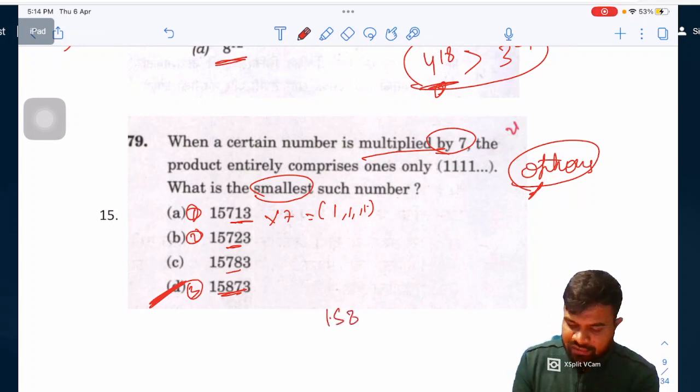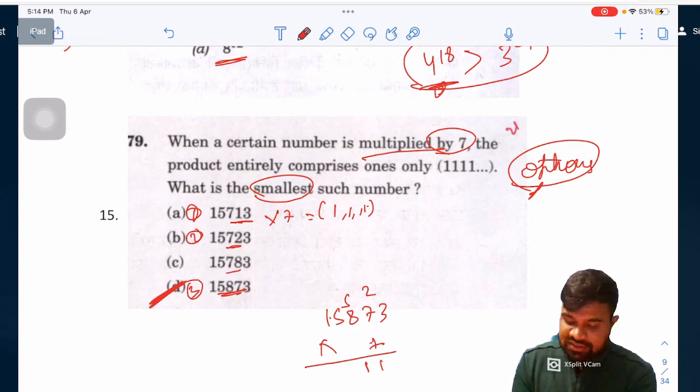See, 15873 multiplied by 7. 7 threes are 21, 1 carry on 2. 7 sevens are 49, plus 2 is 51, carry on 5. 7 eights are 56, 56 plus 5 is 61, carry on 6, 1. 7 fives are 35 plus 6 is 41, carry on 4. 7 ones are 7, plus 4 is 11.